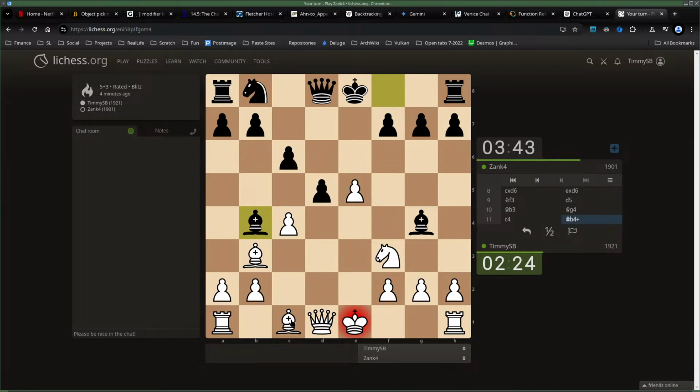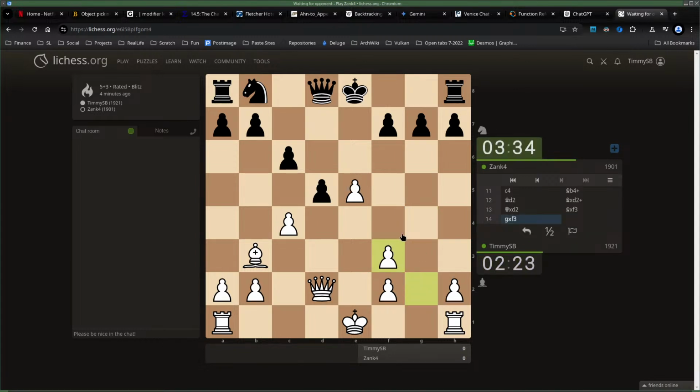Yeah, well, not much options. If this doesn't work, then I was already lost. I'm blocking this now, so I'm not threatening to take the pawn. It's kind of annoying. Yeah. Can make a double pawn here now. I have to take that.